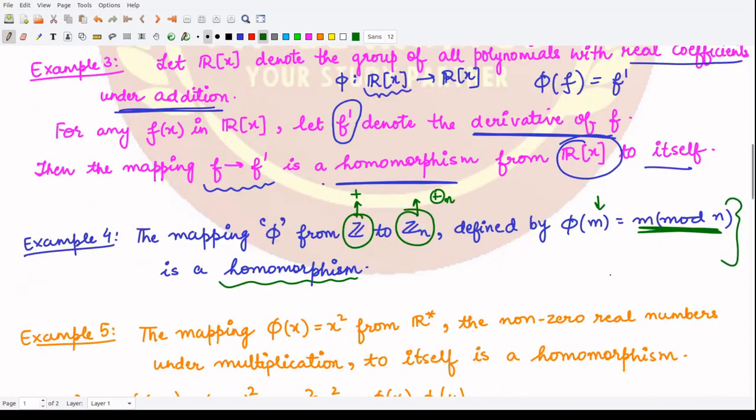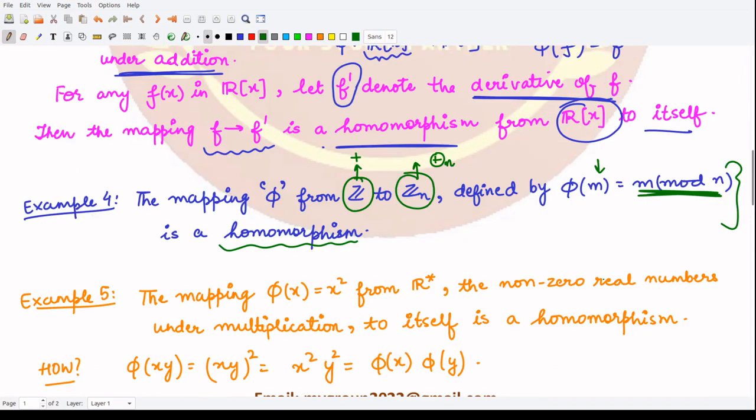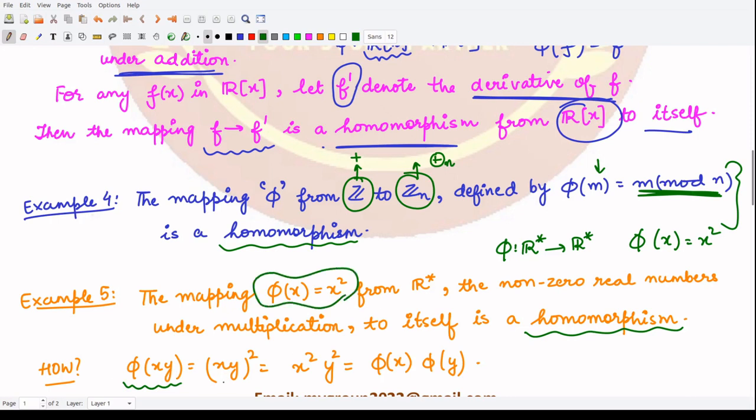Okay, moving further, let's take example 5 here. In this case, we say the mapping phi is defined from the group of all non-zero real numbers to itself, such that phi of x is equal to x square. This is a homomorphism. How? When you take phi of xy, by the definition it is equal to the square of xy. So you can write it as x square y square. So you can write x square as phi of x, y square as phi of y, and this is what we wanted to prove here.